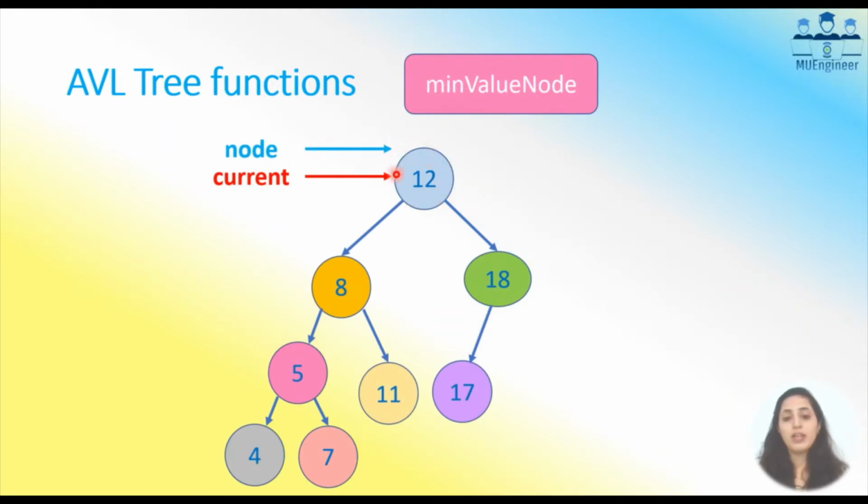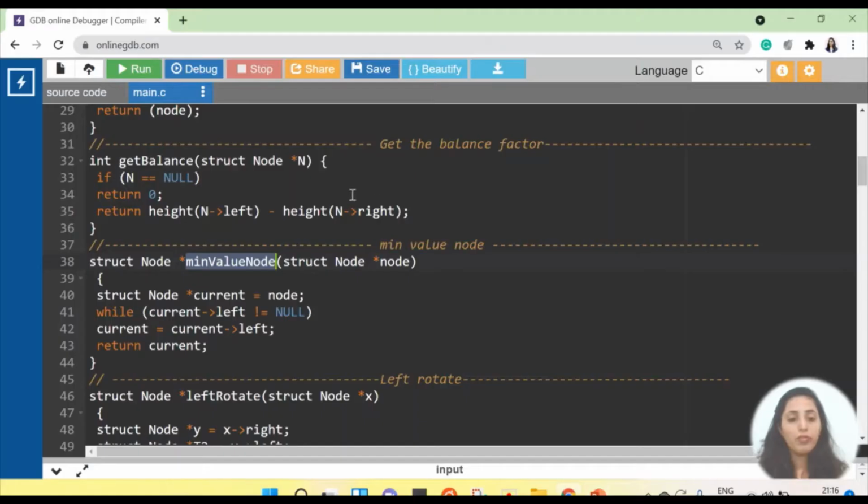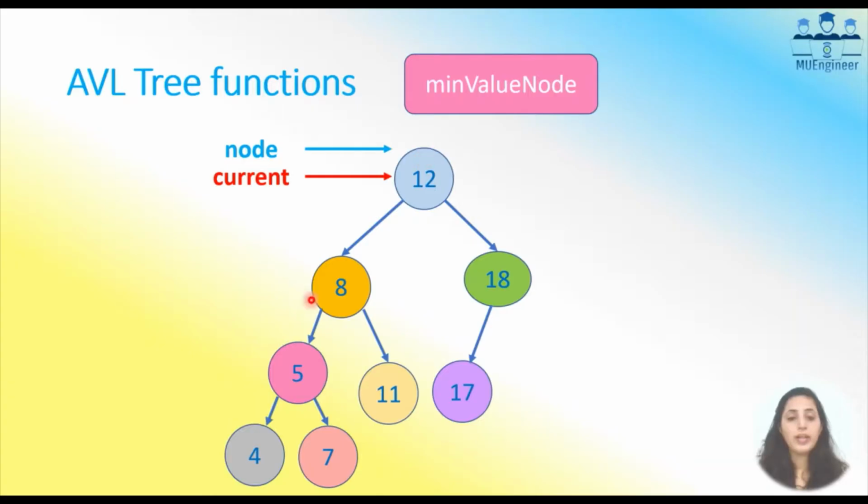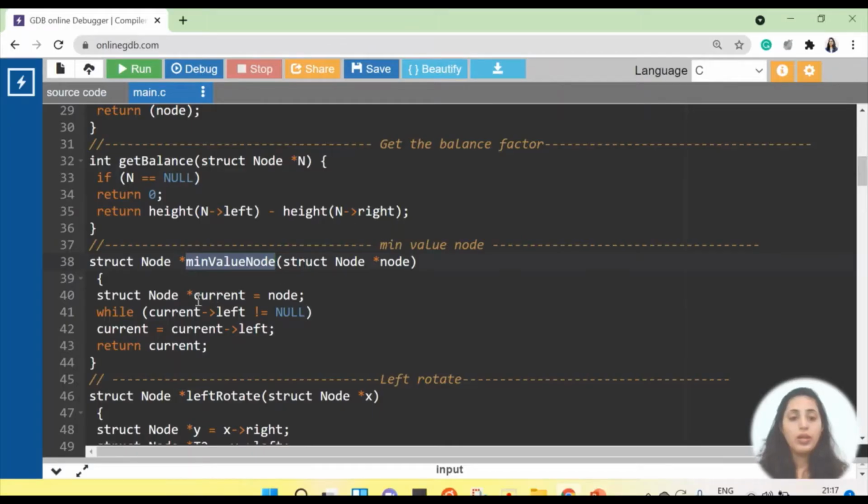Now suppose this is the function given to me, the minimum value node. If a struct node is given to me, what will I do is struct node current is equal to node. So this node is given to me. I have taken a variable called current, which is also pointing to the same node. That is by doing this particular line, current is equal to node. Now current is also pointing to node. Now what I'm doing, I'm going in a while loop.